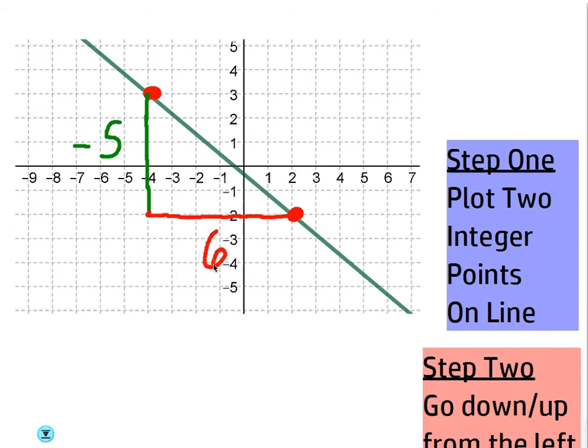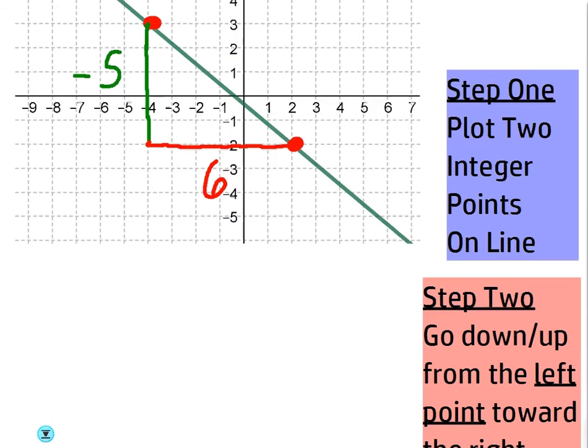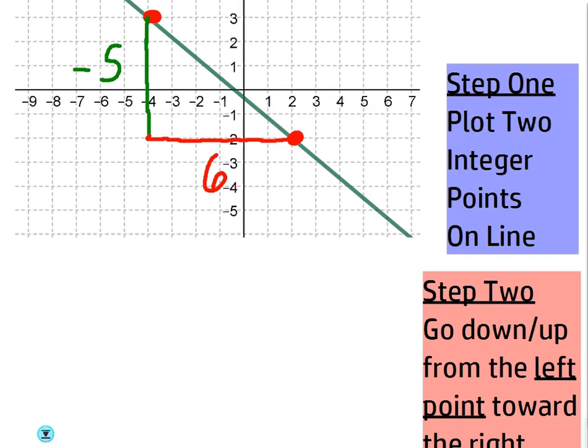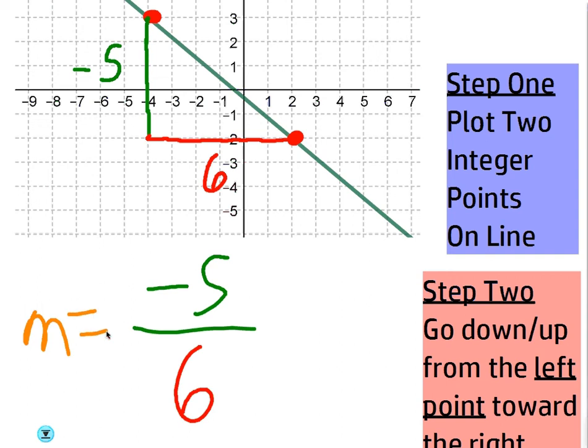Then now that we've got there, we're going to go over 1, 2, 3, 4, 5, 6 units. Like that. Again, we're going from left to right, and we've already figured out the slope, which would be -5 over 6. So that's why I think if you start from left to right, you'll always know whether it's negative or positive. And again, you can write slope equals, or we can use the letter M, which also means slope. So this time we went down 5 and 6 units to the right.